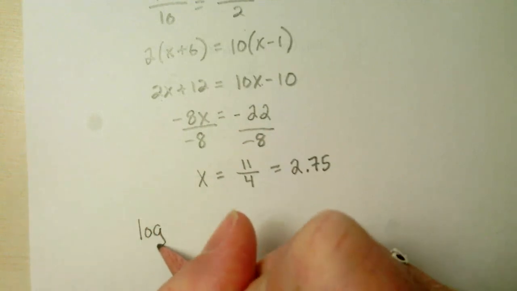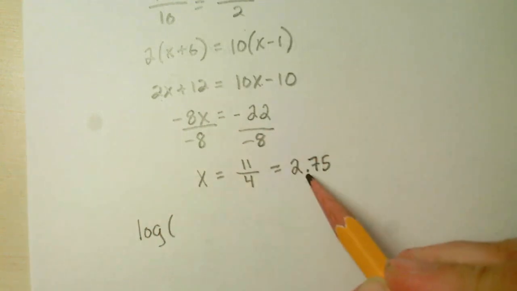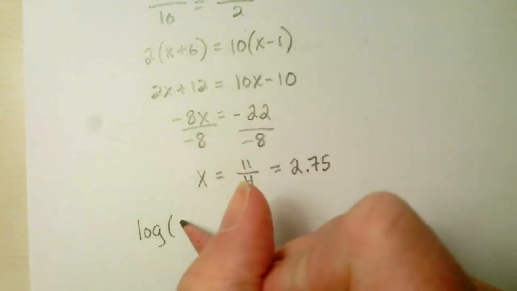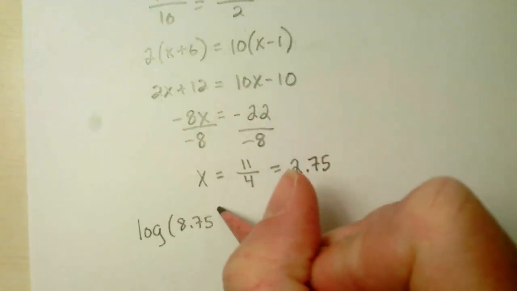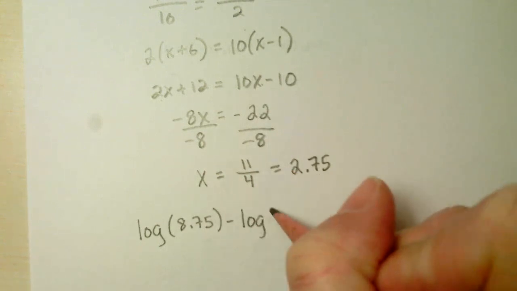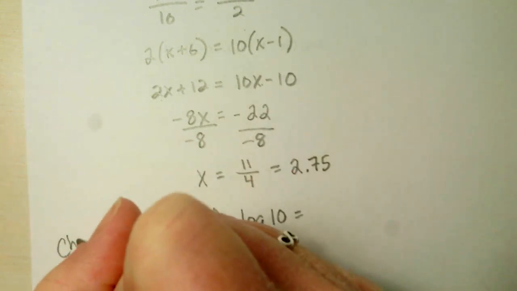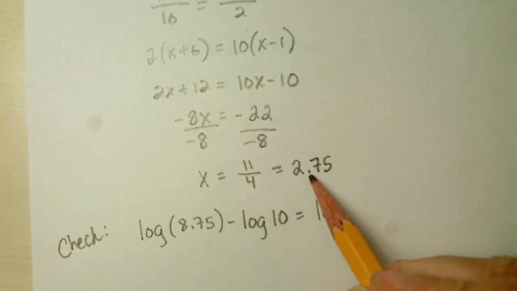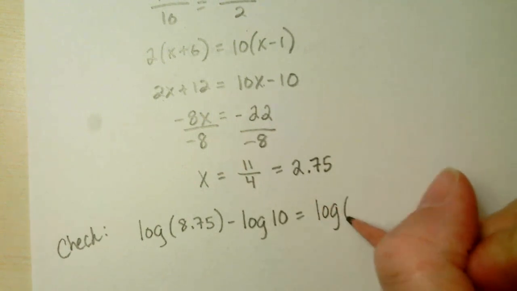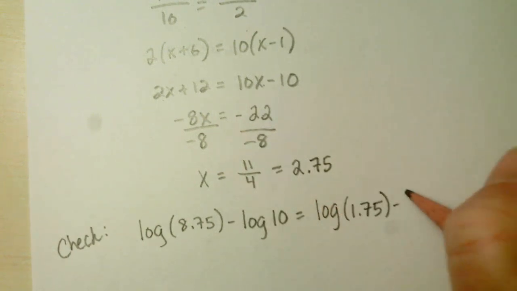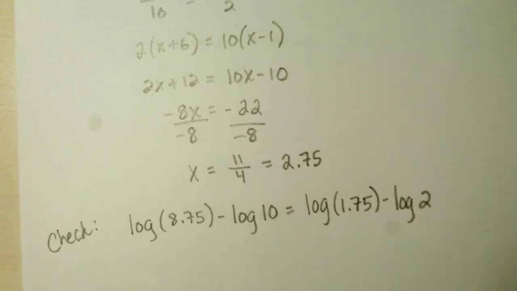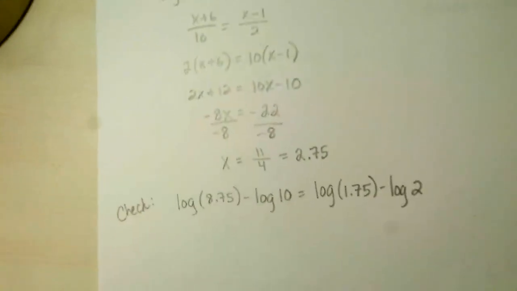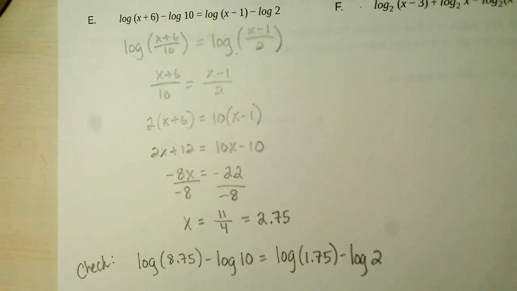So I have log, it was x plus 6, so 2.75 plus 6 is going to be 8.75, minus log of 10. And I want to see if that is equal to log of 2.75 minus 1, which is 1.75, minus the log of 2. Okay, I'm sorry, my screen is not showing this great right now. I substituted x into my original equation and got these values down here.